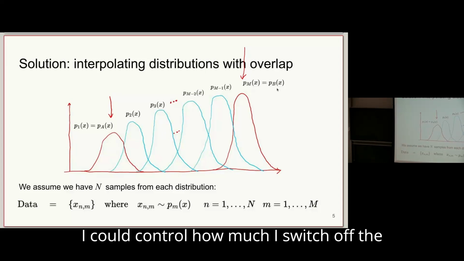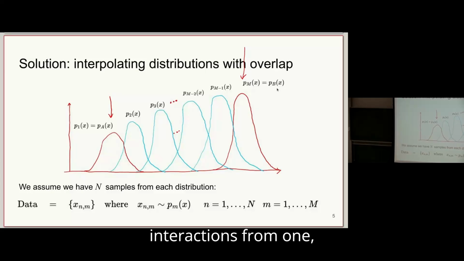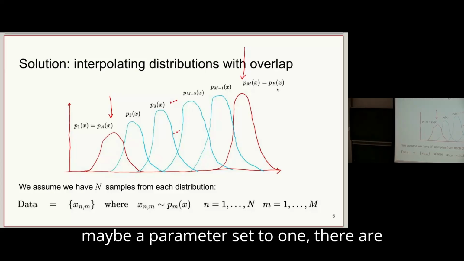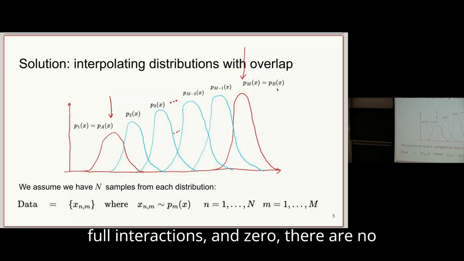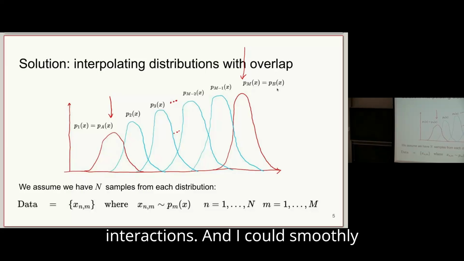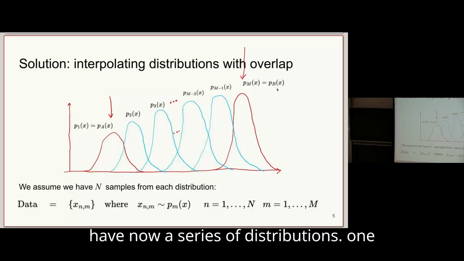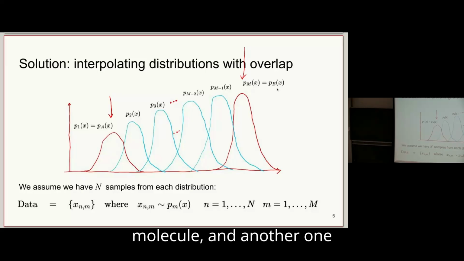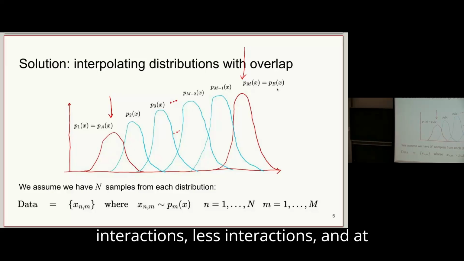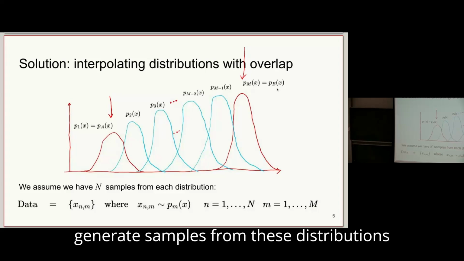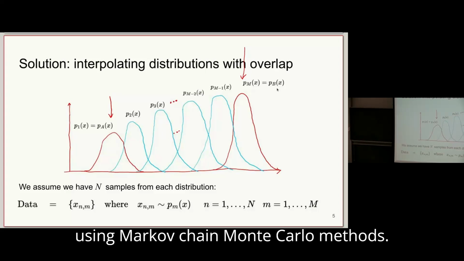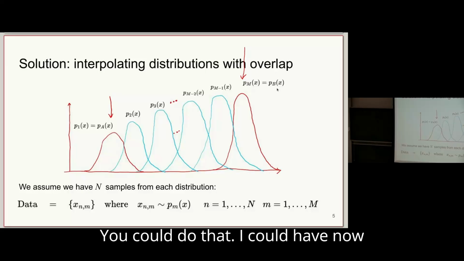I could control how much I switch off the interactions. From 1, a parameter set to 1, there are full interactions, and at 0, there are no interactions. And I could smoothly interpolate now between the two states. I have now a series of distributions, one where there are interactions between the water molecules and the drug-like molecule, and another one where there are less, and then less interactions, and at the end, no interactions at all. I could generate samples from these distributions using Markov chain Monte Carlo methods. Okay? You could do that.